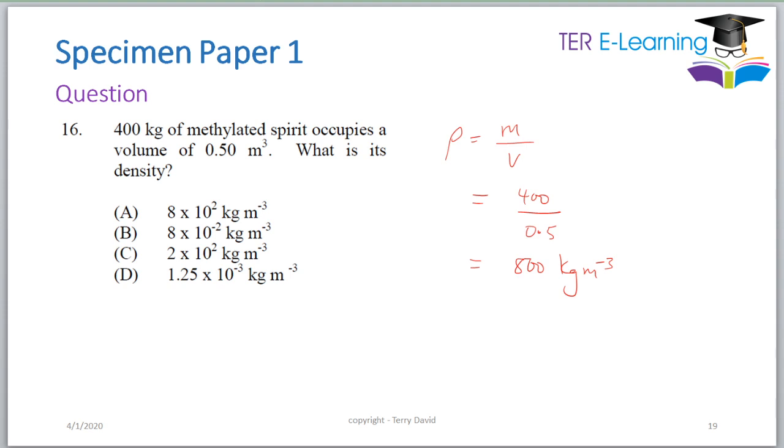If you look at the answers, none of them give you that. But basically they're trying to see if you know what standard form is. So I can write 800 in standard form as 8 by 10 squared kilograms per meter cubed. So my answer is E. For the physics multiple choice exam, as far as I remember, you can go in with a calculator. The only paper you can't go in with a calculator is your maths exam.